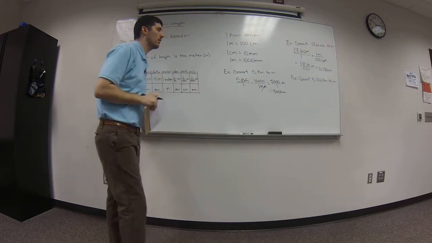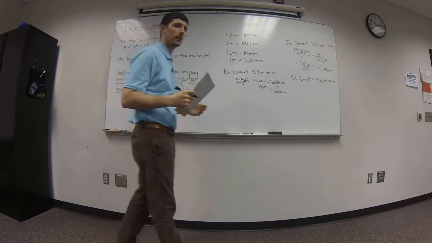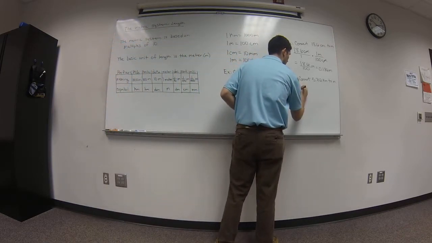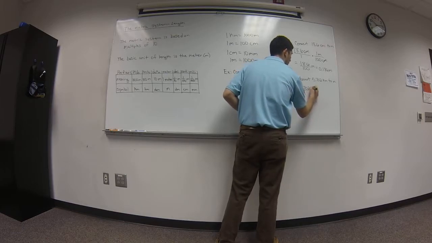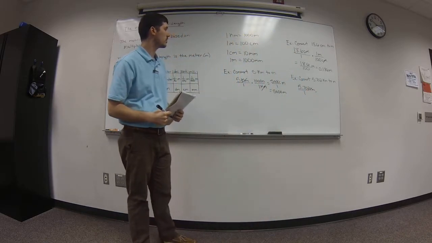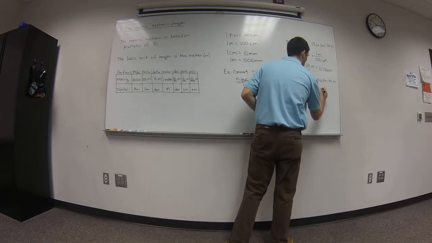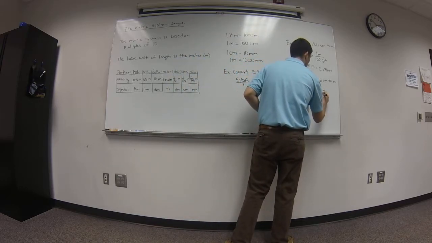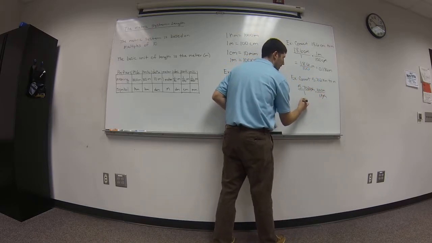All right, so here we want to convert 5.702 kilometers to meters. Again, let's start with what's given: 5.702 over 1 kilometers. I'm going to multiply that by some relationship of kilometers to meters. So 1 kilometer is 1,000 meters. My kilometers will cancel, and now we just have to multiply.